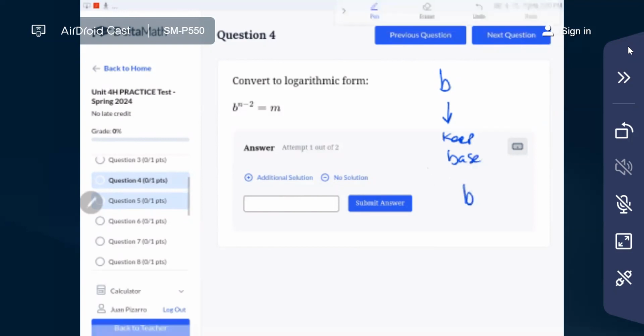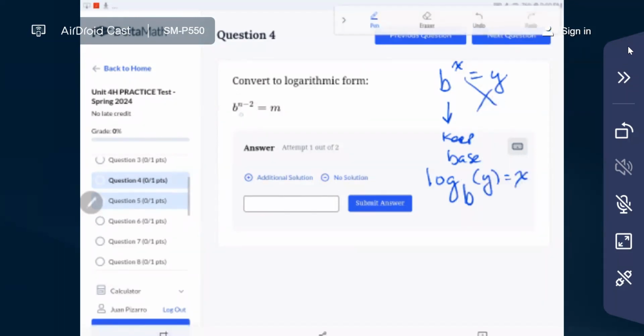Handwriting is really sloppy. And we turn it into a log. Now, I'll show you another way to do this, the way that Delta Math shows it, and it's a perfectly fine way to do that. And then you change the other two. So this would be b to the x equals y. And so we're just going to change these other two. And so then you have log base b of y equals x.